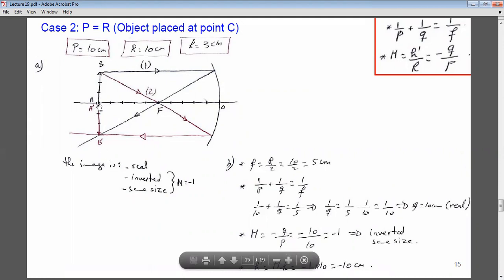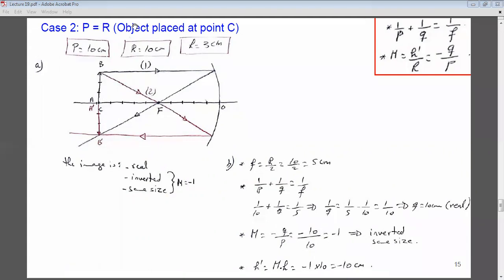So this is the object. I will send 2 rays again. One is parallel to the optical axis. It will be reflected passing through F, okay? And one is passing through F. It will be reflected parallel to the optical axis. Where do these 2 rays meet? The reflected rays, they meet here.